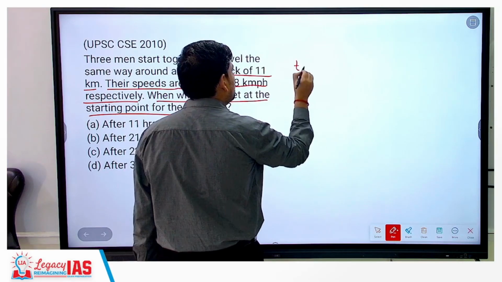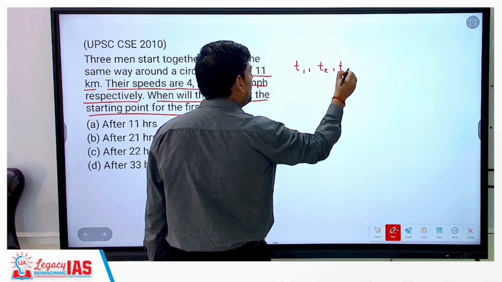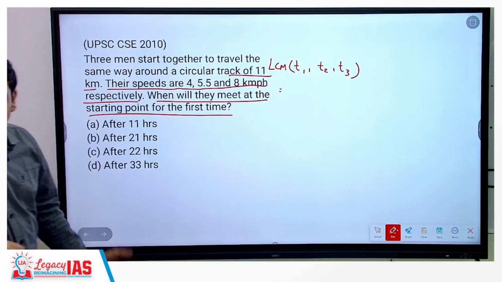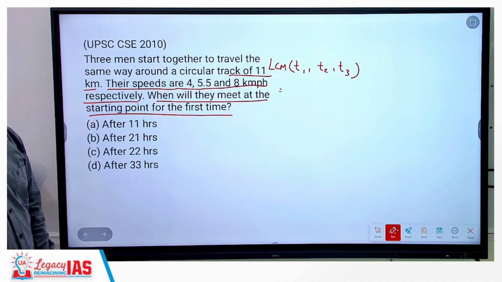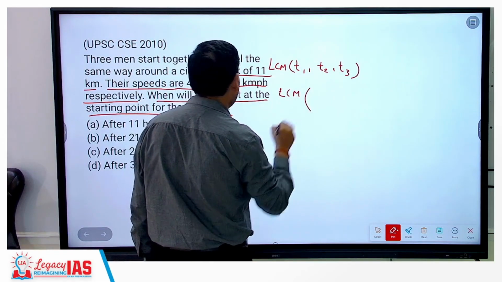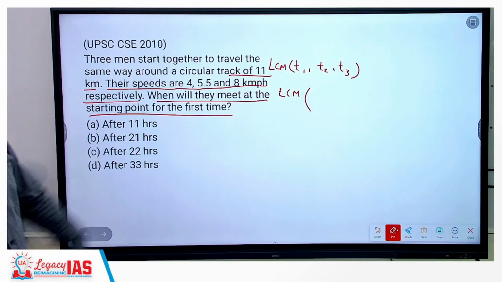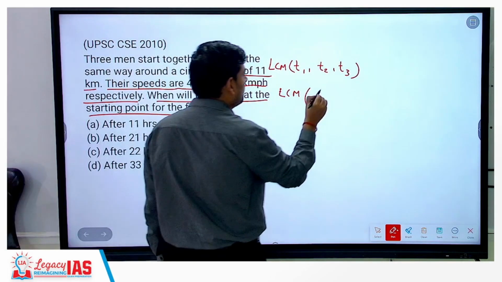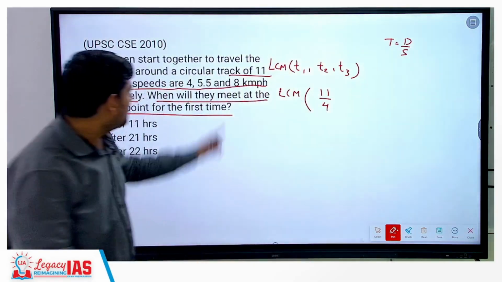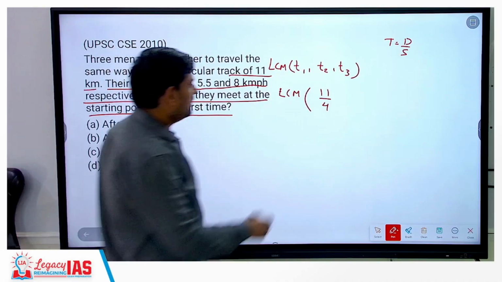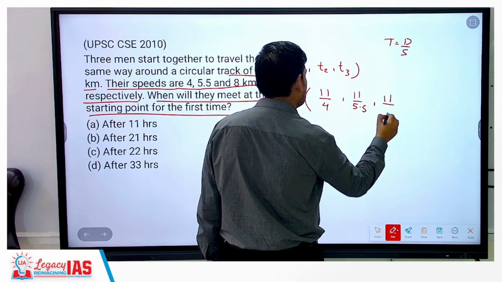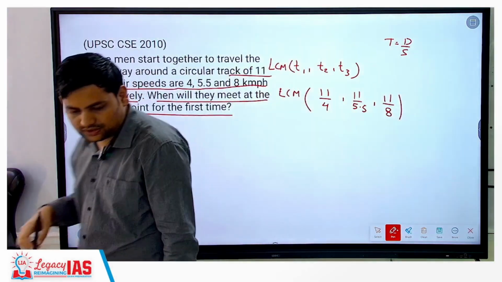Now you take the timings T1, T2 and T3 and find their LCM. That is the time when they will meet for the first time again at the start. So simply find the LCM. Now LCM of what? Time 1 is what? 11 km at 4 km per hour. So 11 by 4, because time is equal to distance by speed. So distance is 11 km, speed is 4. Then next is distance 11, speed is 5.5. Next is 11 and speed is 8.